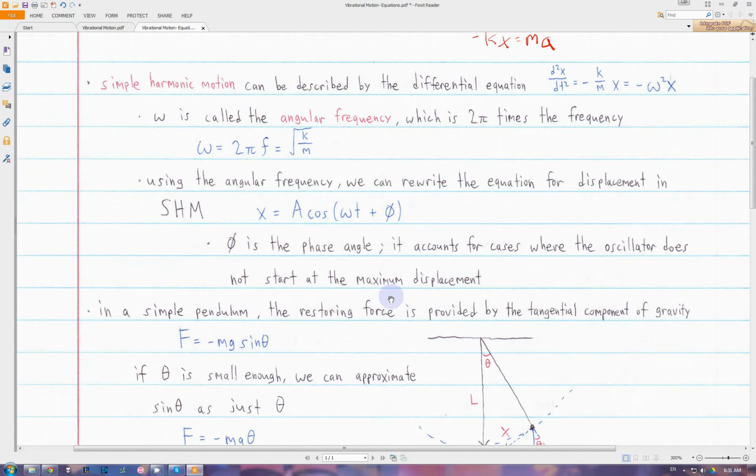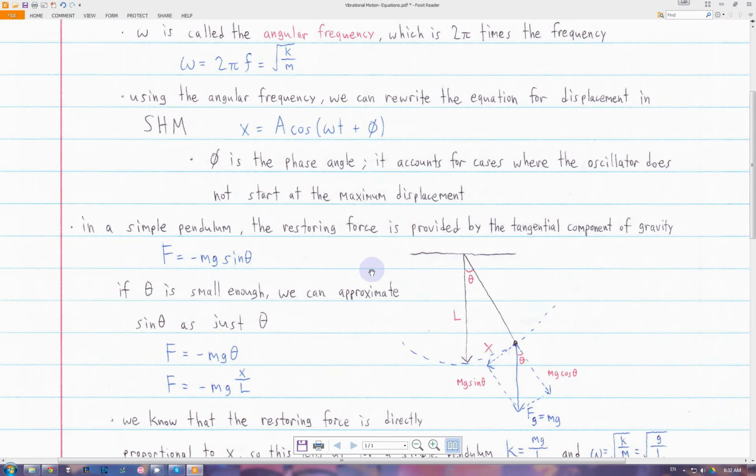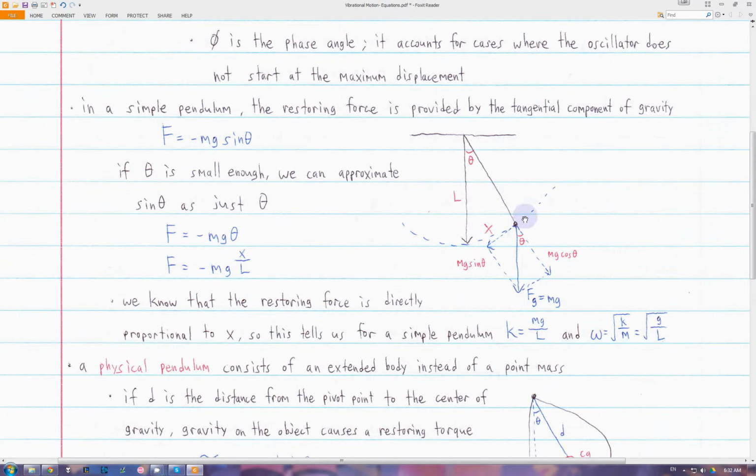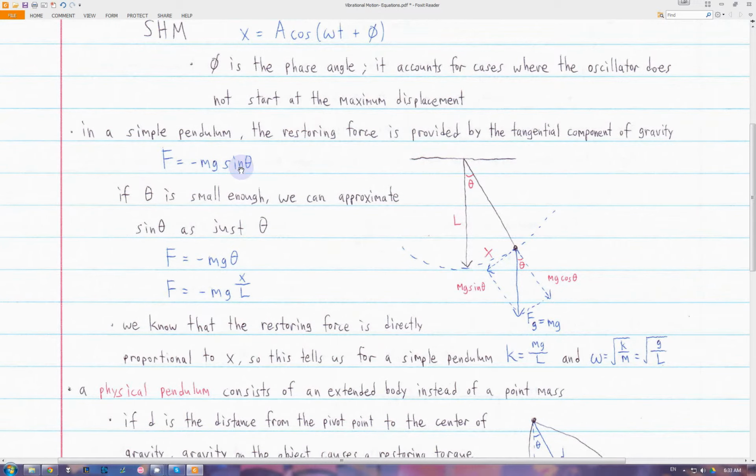Okay, so now we're going to look at a pendulum in more detail. So remember, in a pendulum, the restoring force is provided by gravity, and only the component of gravity which is tangential to the object's path. So we have the restoring force is equal to negative mg times the sine of this angle. And so you can see this is not exactly simple harmonic motion, because the restoring force is not directly proportional to the displacement. It's proportional to the sine of the angle.